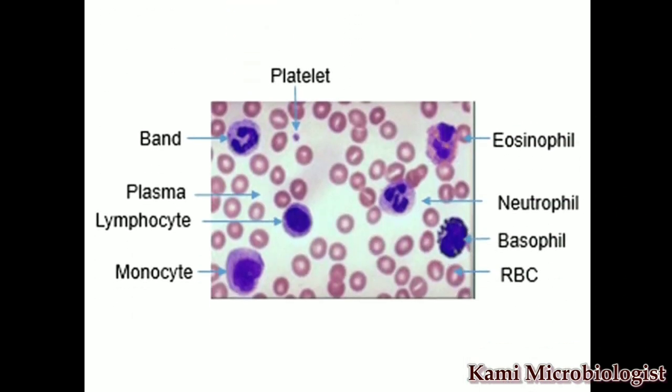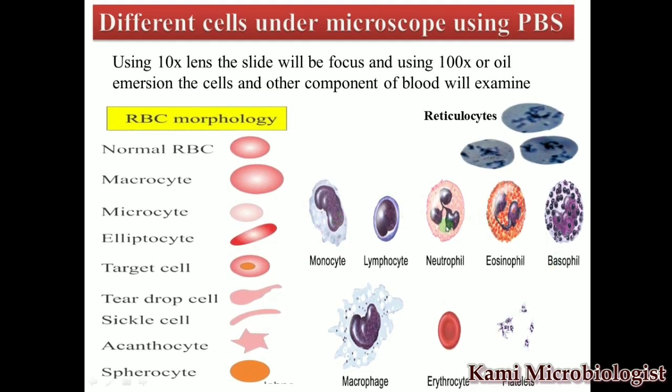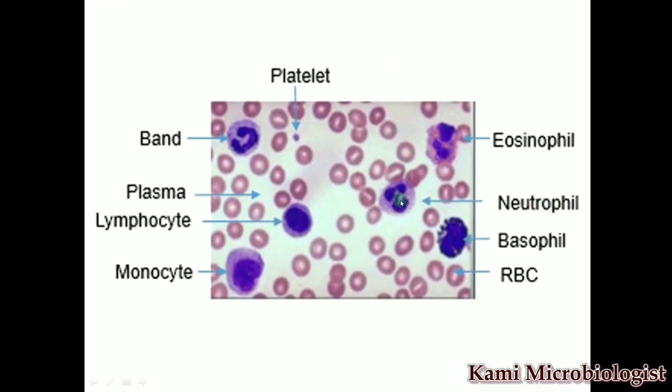Now let's talk about some other pictures. This is the real picture. Remember, guys, this is the real picture. The earlier ones were just for understanding, and when you stain the slide, then under the microscope you may find all these types of cells. These are the real pictures when you stain the slide.